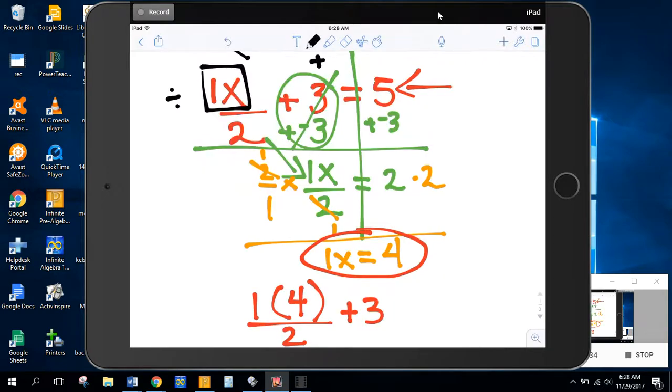So that means if this side is 5 and this side is 5, my equation is balanced, which means my value for x was accurate. Let's look at another example here.